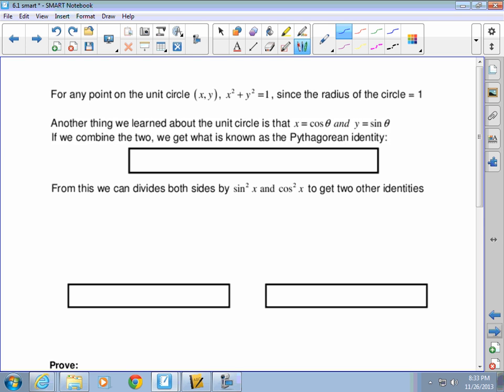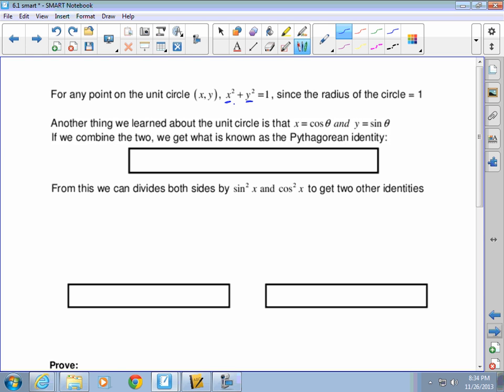So another thing that we learned about the unit circle is that x is equal to cos theta and y is equal to sine theta. So that's what we used when we were thinking of the tangent as y over x. So that's where that sine over cos came from. If we combine the two, we get what is known as a Pythagorean identity. So instead of saying x's and y's, if we substitute in, knowing that on the unit circle x is cos and y is sine, we get the Pythagorean identity from this formula.